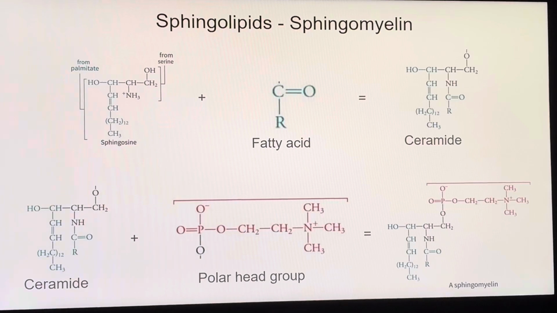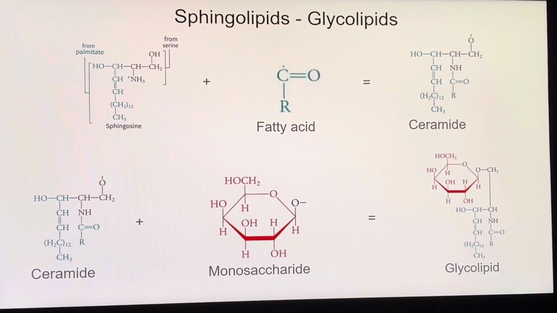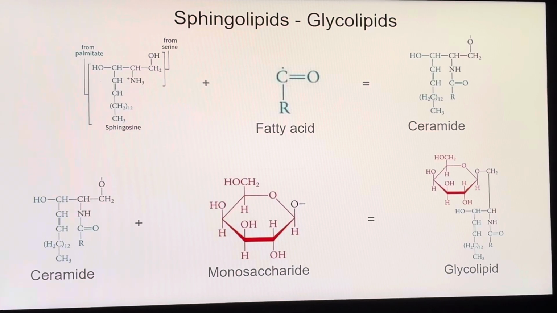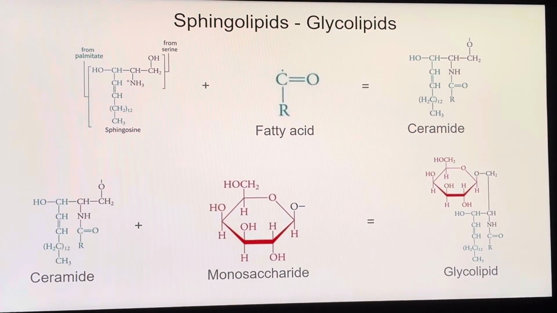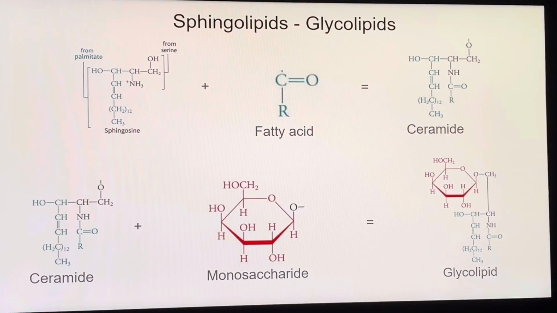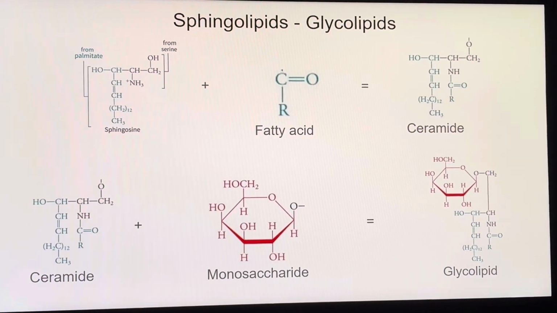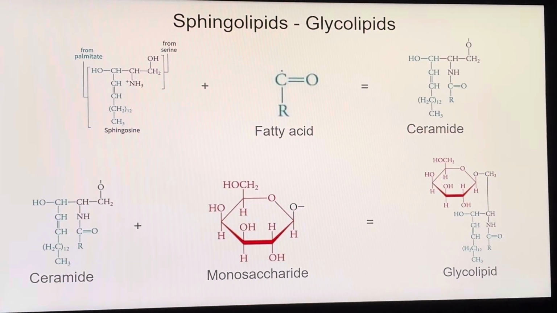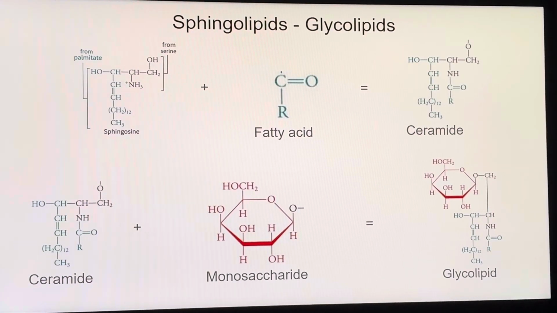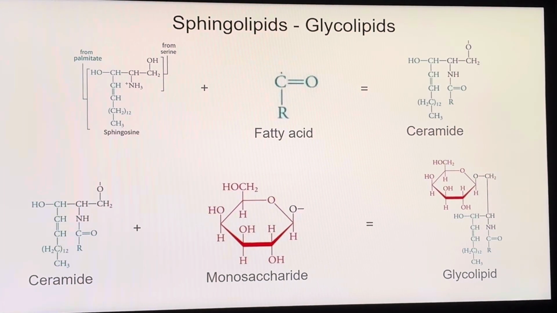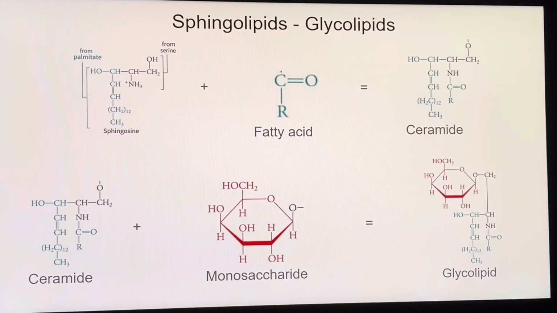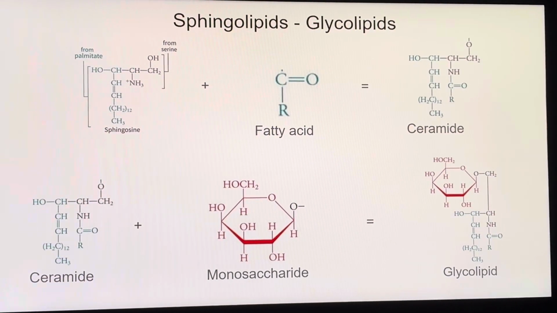Next, we'll go on to the glycolipids. So, glycolipids are just monosaccharides, such as glucose or galactose, and these monosaccharides usually act as the head group, and they are attached to a ceramide, which, remember, is just a sphingosine and a fatty acid combined together.